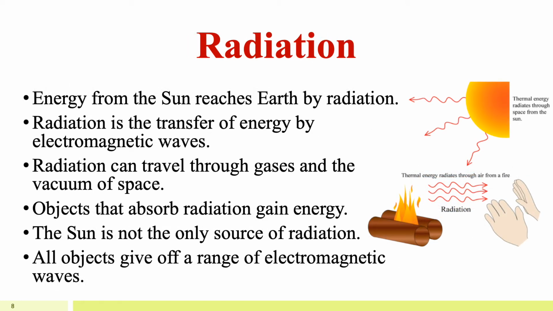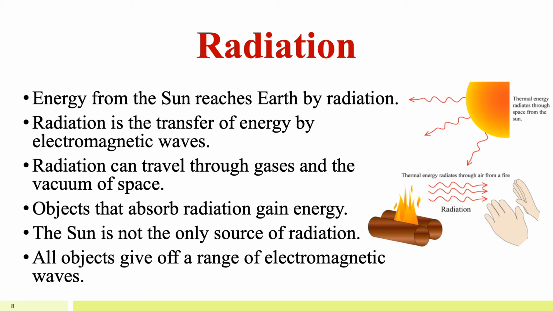Radiation. What is radiation? Energy from the sun reaches Earth by radiation. Radiation is the transfer of energy by electromagnetic waves. It can travel through gases and through space. Objects that absorb radiation gain energy. But the sun is not the only source of radiation. All objects give off a range of electromagnetic waves and they can transfer heat through radiation.